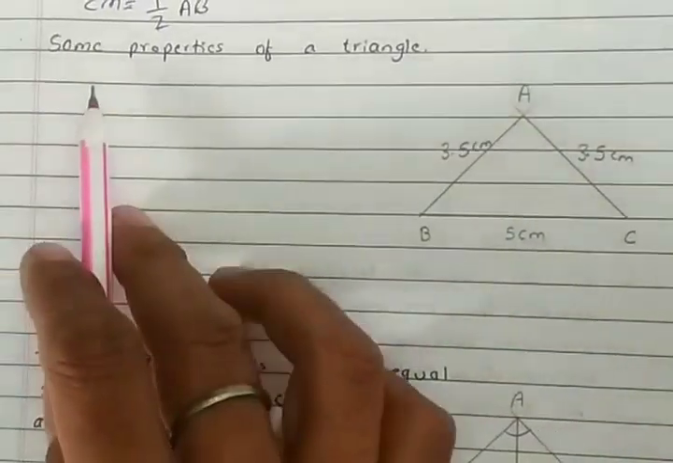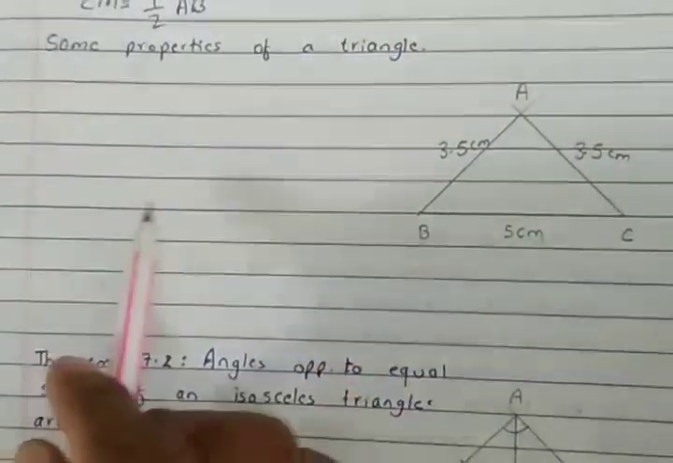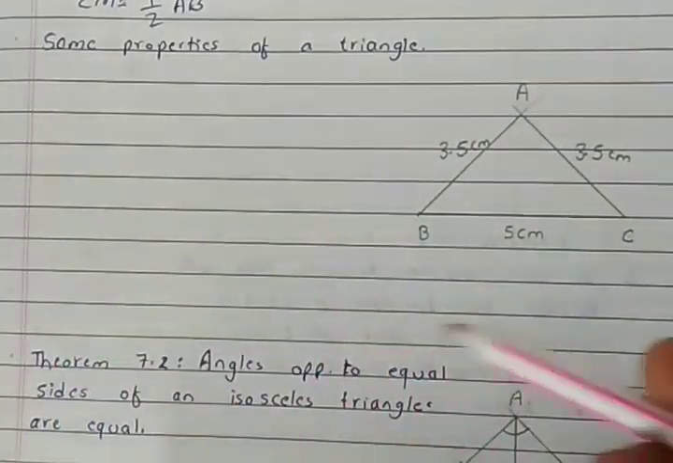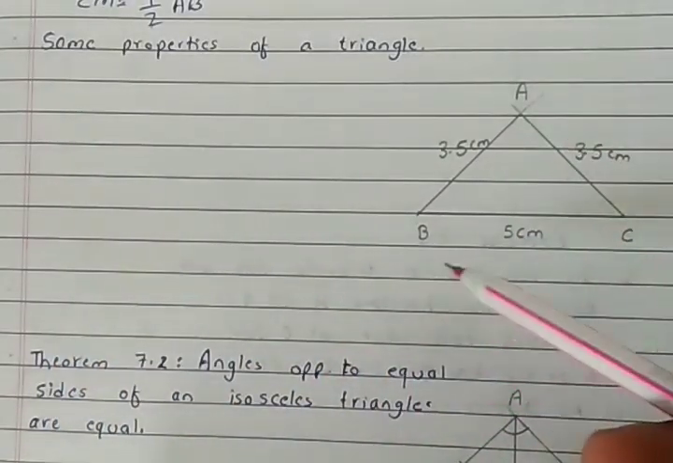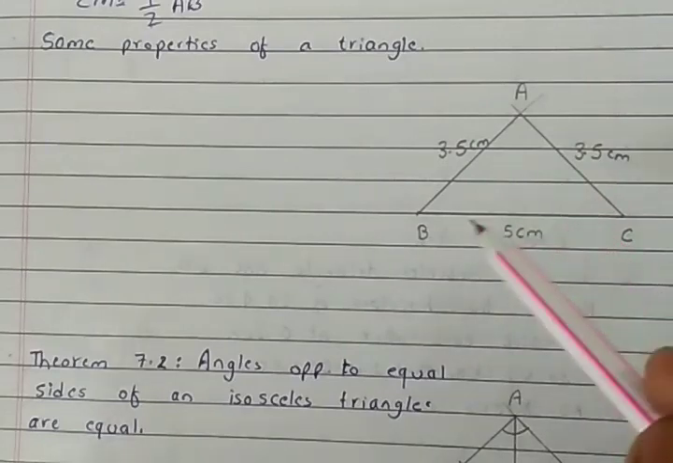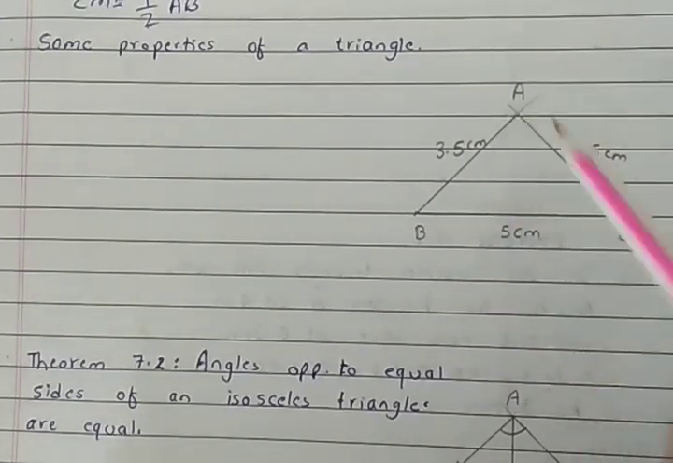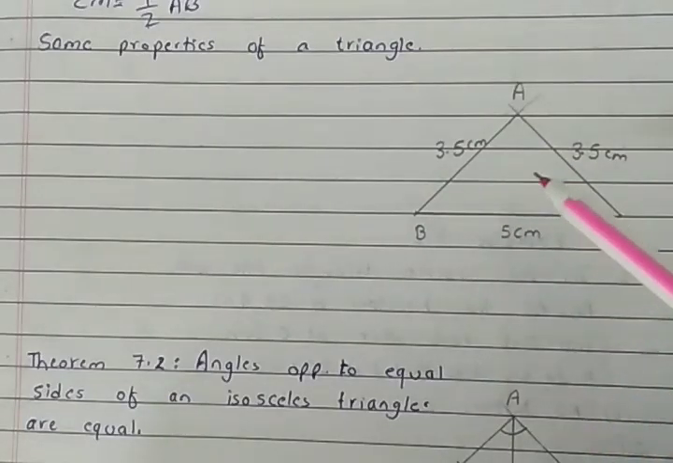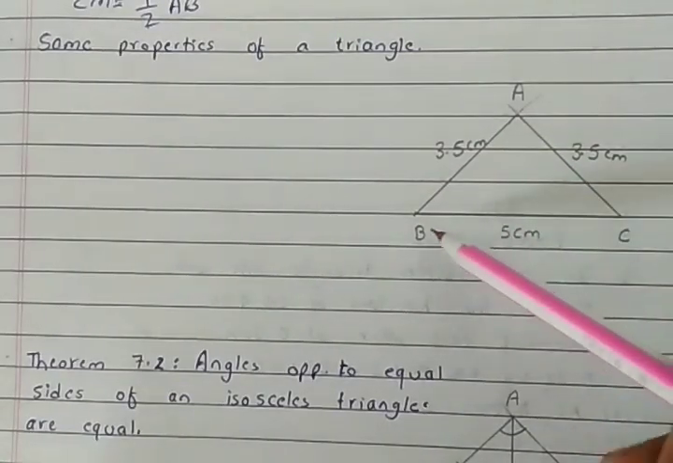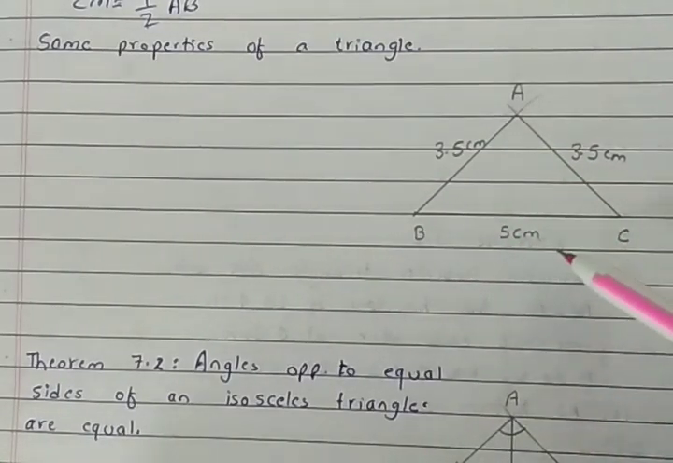Now let's learn about some properties of a triangle. First, we will have to construct one triangle. I have constructed it already for you, in which two sides are equal. For example, AB and AC both are equal to 3.5 centimeters, and the third side BC is 5 centimeters.